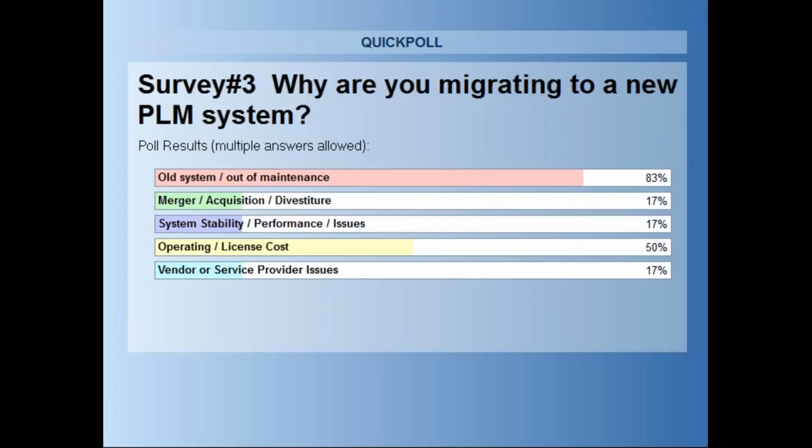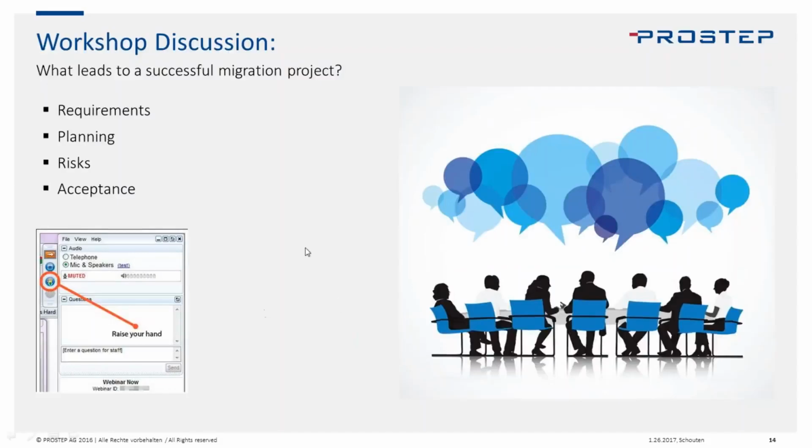So a large number of people that are on the call today have an old system, and I can't really tell who is selecting multiples, but if I had to make a guess, those two are kind of hand in hand, right? It's an old system and it's expensive, and they don't want to maintain that old system, so they're looking for alternatives to reduce cost. And then you've got the normal smattering, if you will, of mergers and stability and vendor issues in there. So I'm hoping these are interesting and useful to everybody that's on the call.